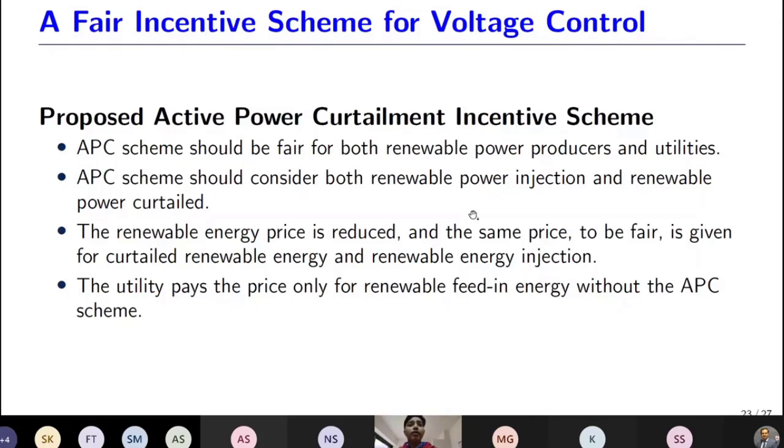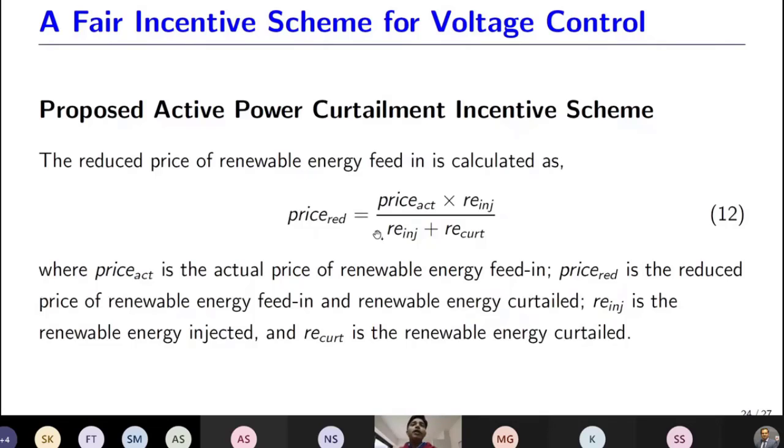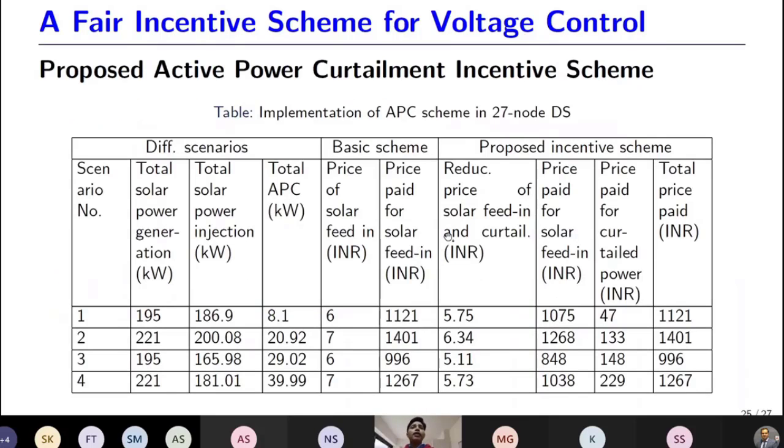One formula is proposed to calculate the price of the renewable energy. This formula says that it reduces the actual cost of renewable energy, so that it can be given to the participant who is curtailing active power.